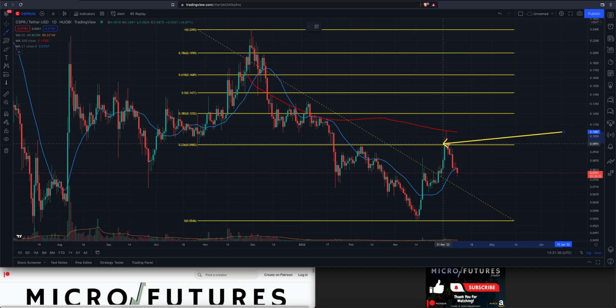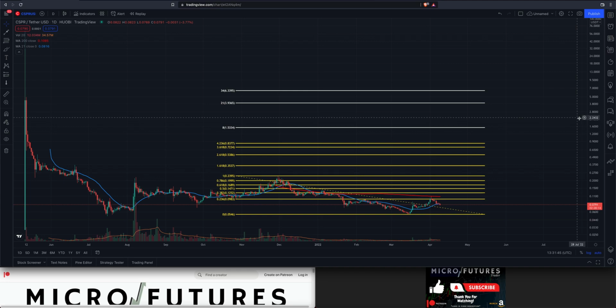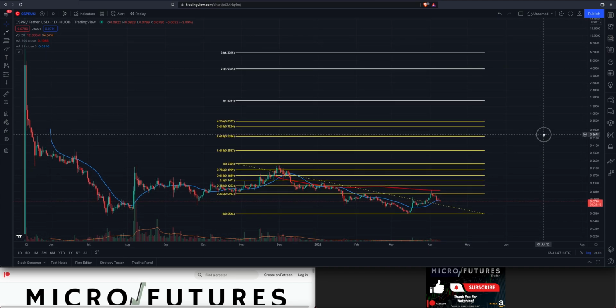So we are well below the 236. And the lower we get, in my opinion, the better deal you will get and the higher return you will get on Casper. So just like we did before, we'll zoom out here. And what do we see? A move to the upside to these higher fibs.